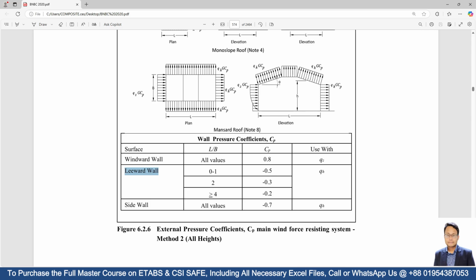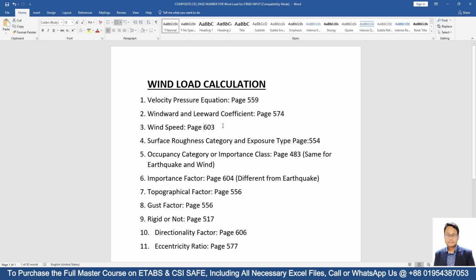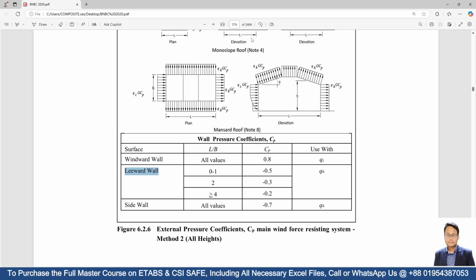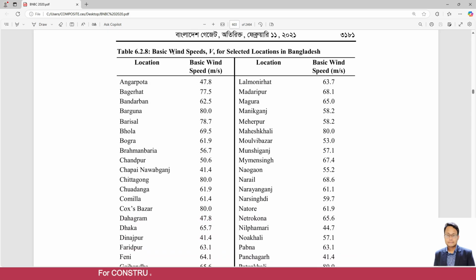Okay, fine. Then go to page number 603. Here in 603 you can see basic wind speed V for selected location. Here we are designing this structure for Chittagong. That means wind speed is 80 meter per second. Okay, fine.